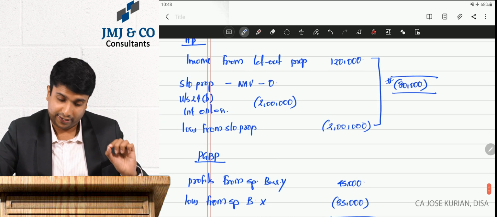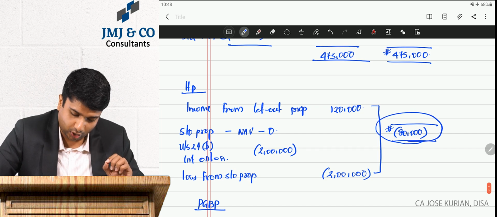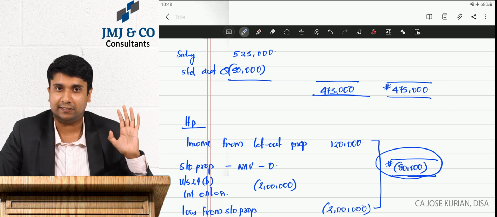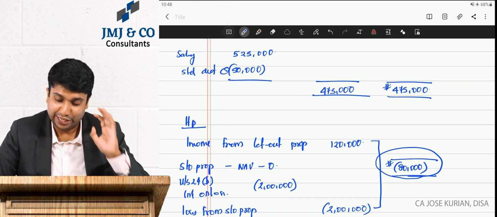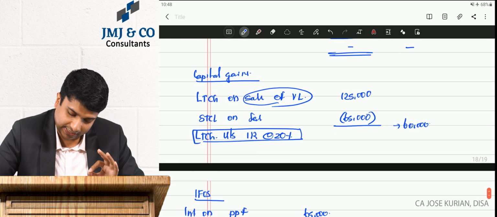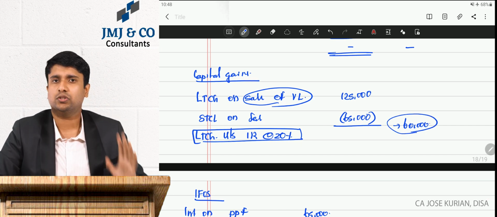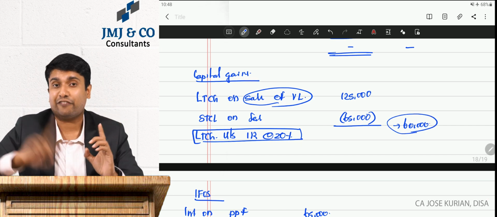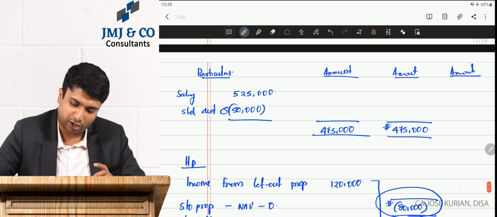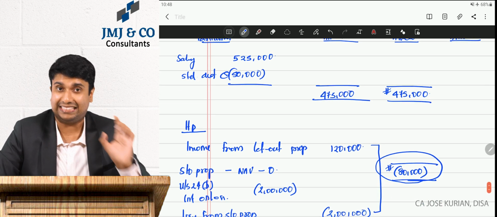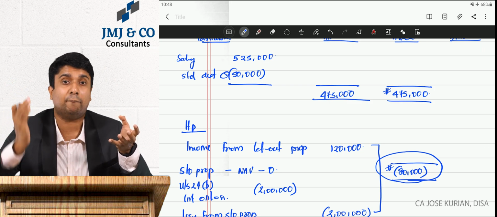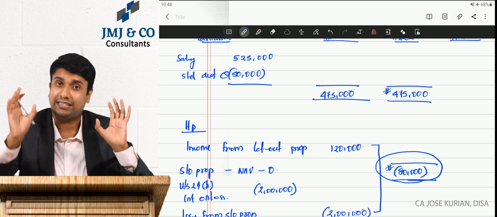Now friends, this 80,000 house property loss can definitely be set off from both the salary income as well as the long-term capital gain income. But if you set off this 80,000 initially against the long-term capital gain of 60,000, what is the advantage? As you know, that 60,000 is taxable at a flat rate of 20%. If you set off the 80,000 house property loss against that 60,000 long-term capital gain, then the 20% flat rate income will be zero.